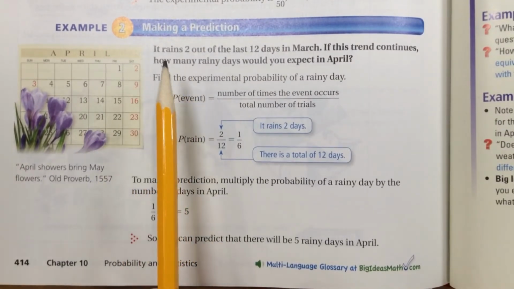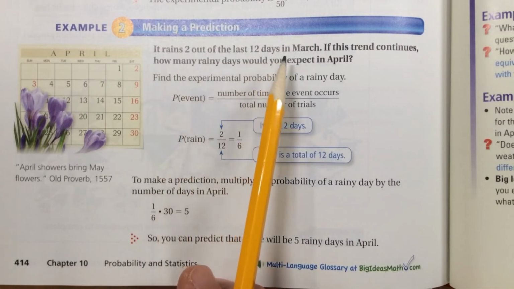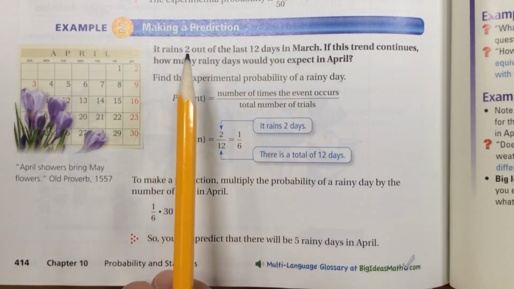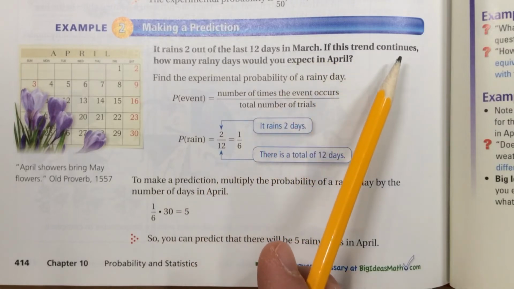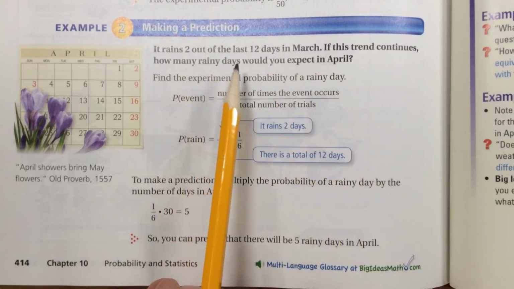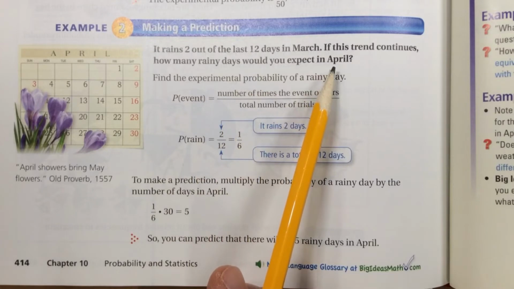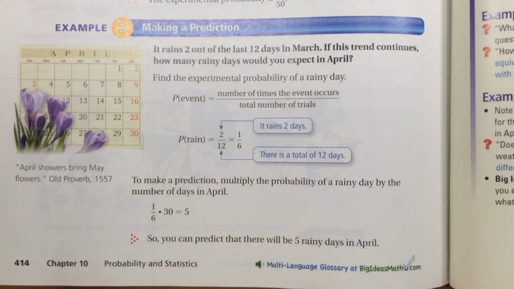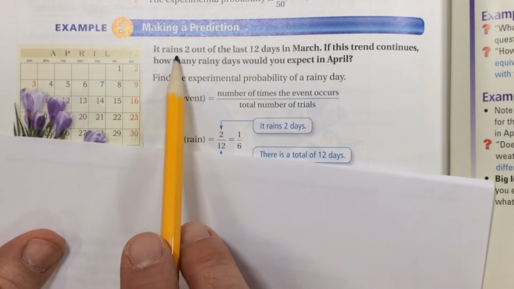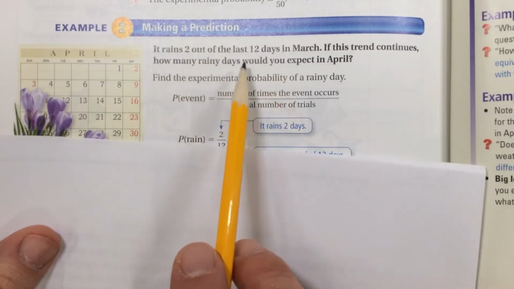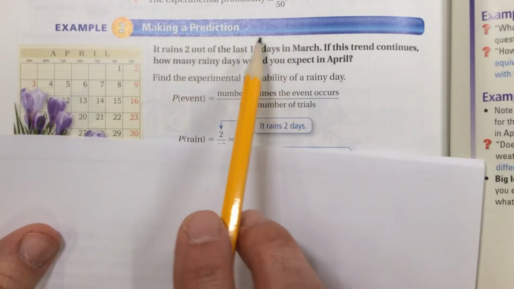Here's one. It rains 2 out of the last 12 days in March. So it rains 2 out of the last 12 days of March. If this trend continues, how many rainy days would we expect in April? Now we know that actually weather doesn't continue predictably like that, especially here in northern Michigan. However, we are going to play along and use this experimental probability because this is what actually happened.